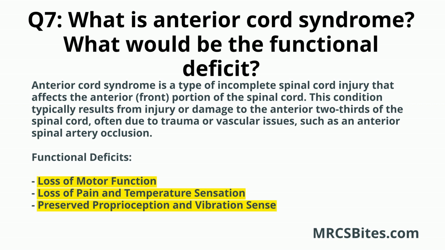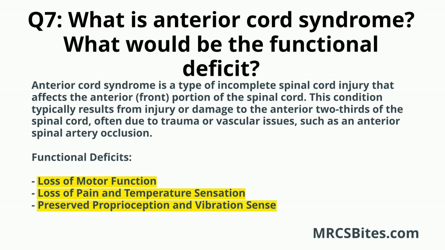Because the anterior portion of the spinal cord houses the corticospinal tracts, which are responsible for voluntary motor control, patients often experience loss of motor function below the level of the injury. This can lead to paralysis or weakness in the muscles of the arms and legs.